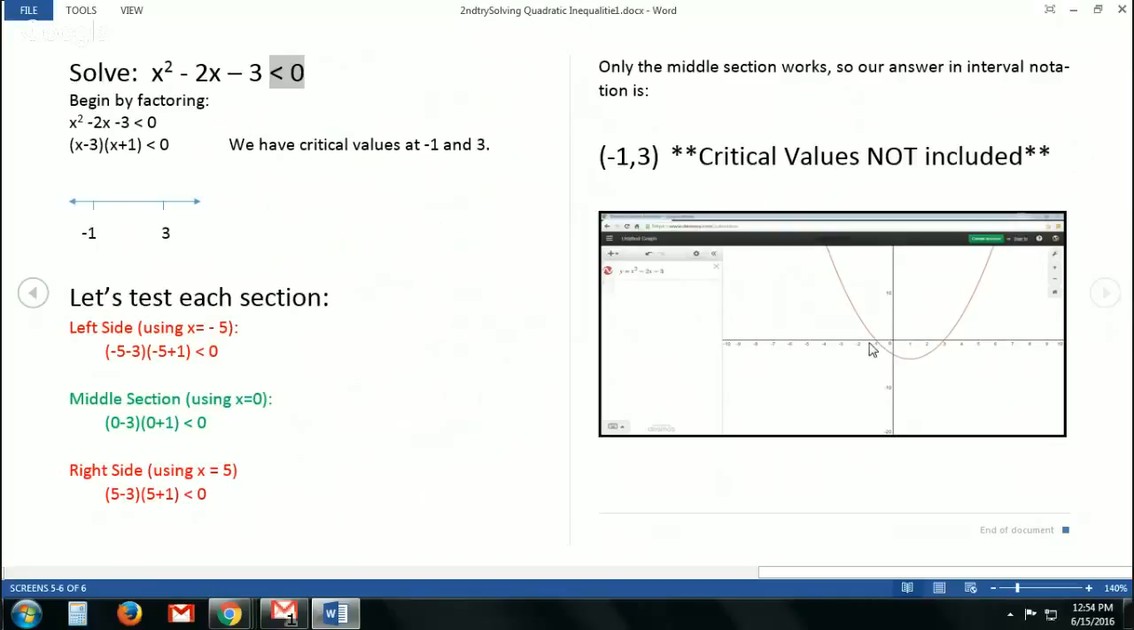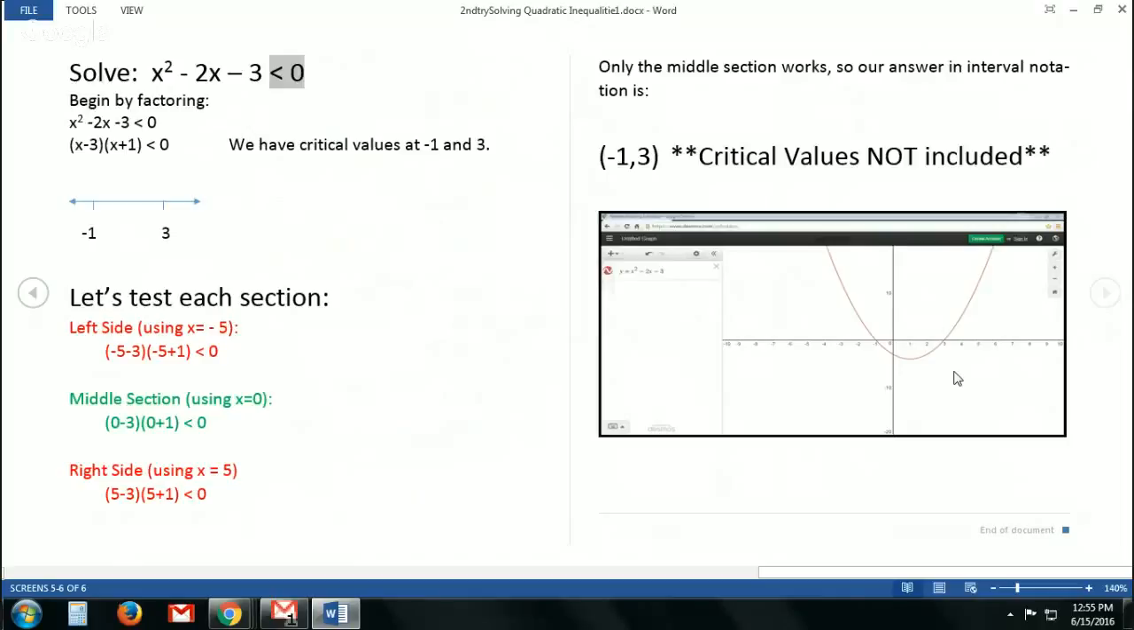Where it's below the x-axis is between the x-intercepts of -1 and 3. So in the middle between -1 and 3, that is where we're less than 0. On the edges, our picture is above the x-axis, so our picture is greater than 0 on this side and over here on this side. Between the x-intercepts is where we're less than 0, below the x-axis.